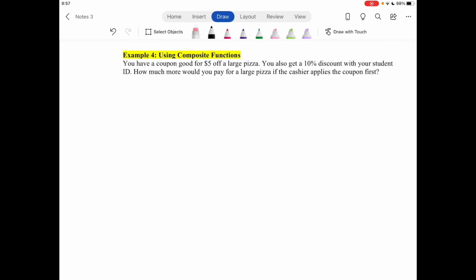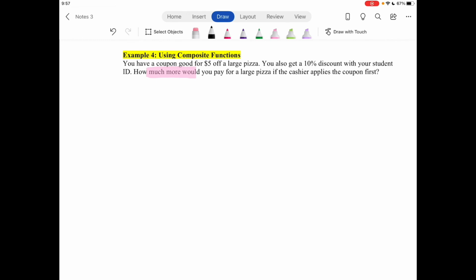Lastly, the lovely word problem. Let's say that you have a coupon good for $5 off of a large pizza. You also get a 10% discount with your student ID. How much more would you pay for the large pizza if the cashier applies the coupon first? Couple keywords here. How much more? That means we're going to have to subtract the two different options of paying.